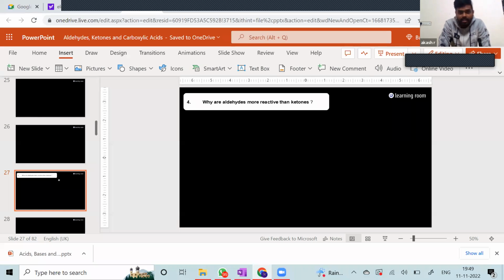Why is aldehyde more reactive than ketones? We have seen this 1,000 times. Two reasons. Because there is going to be more partial positive charge on the carbon atom in aldehydes. And what is the second reason? Steric hindrance. Aldehydes are less sterically hindered when compared to ketones. Two reasons you will write. Okay. Moving on.